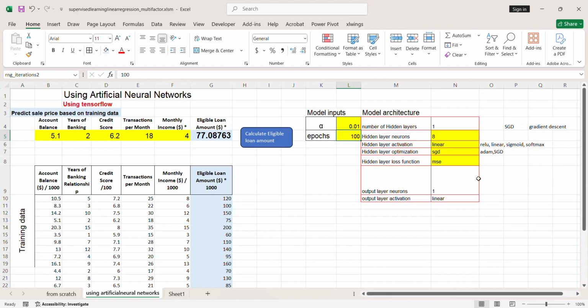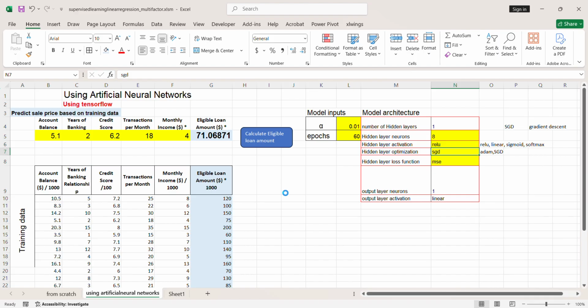I don't think this many epochs are required. So let's make it 60. Okay, it's done. It's coming at 71.68 with this linear model. So let's use the ReLU model. We can get much better results for this.